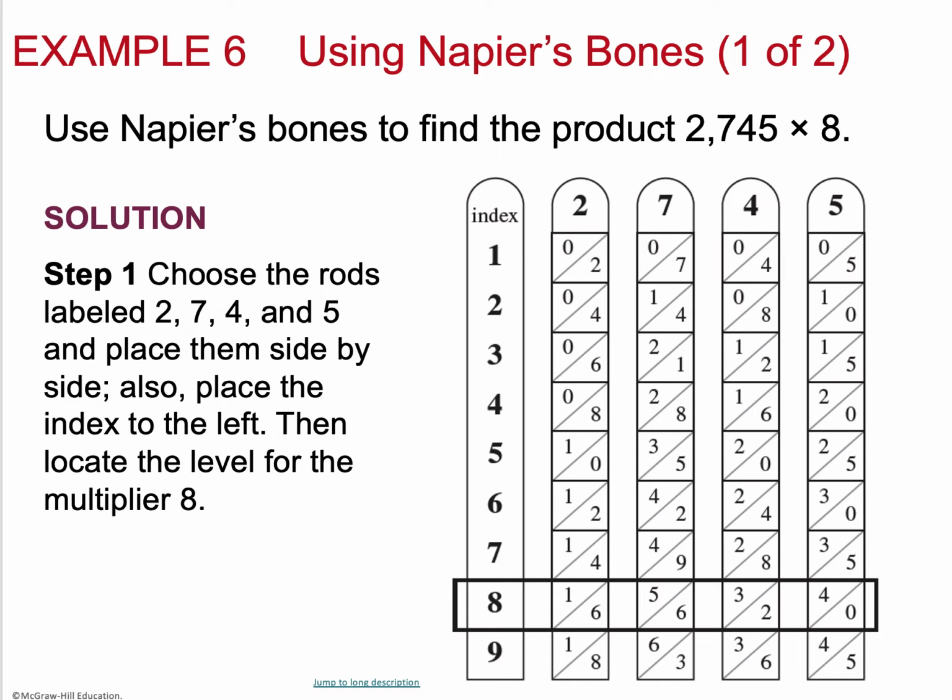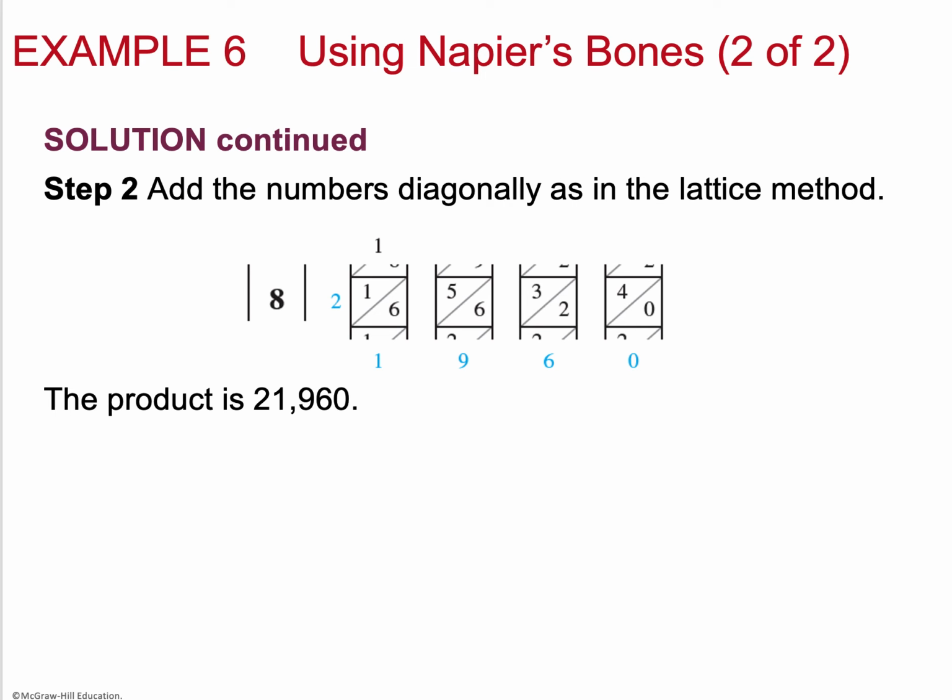Now, if I had these rods physically present, and I wanted to do something like 2,745 times 8, I would choose the rods labeled 2745, and then I would choose the index of 8, and that would tell me what row to look at for my answer. Once I do that and I look at row 8, then I can just quickly do the lattice work here, and I'm able to see the product is 21,960.